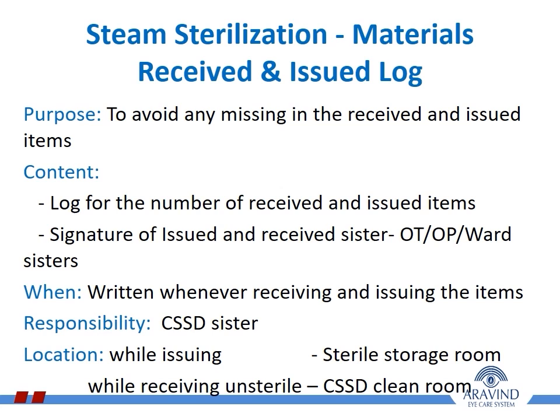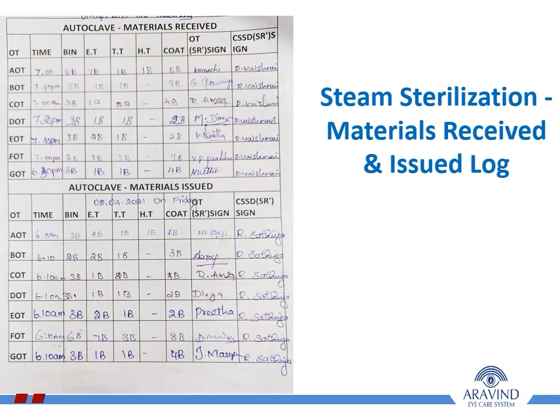First, the steam sterilization material received and issued log register. This register's purpose is to avoid any missing in the received and issued items. It contains the log for the number of received and issued items and the signature. The entry is done whenever receiving and issuing the items. The CSSD sister is responsible for this register. It is kept in the sterile storage room while issuing the items and in the CSSD clean room while receiving unsterile items. This picture shows the entry of the sterilization process, material received and issued logbook.